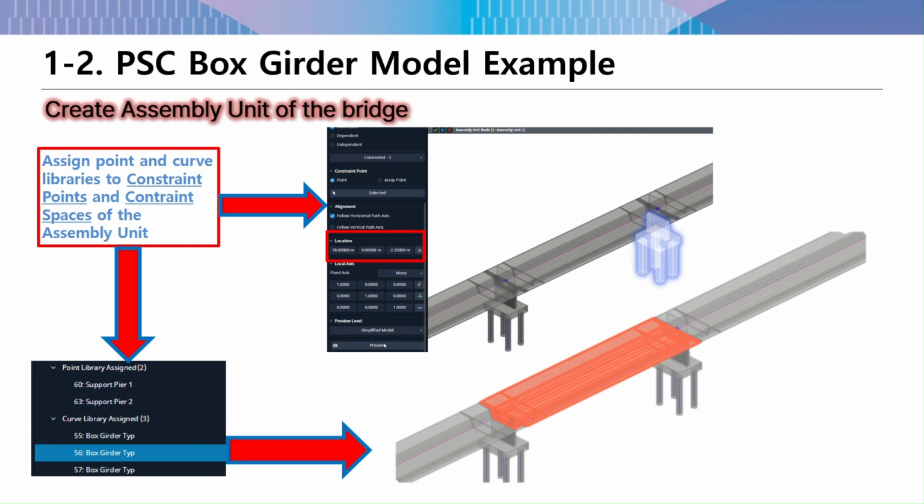This is possible in the assembly unit, instead of having constrained paths or constrained plates like in the curve objects, where we need to deal with constraint points and constraint spaces. The constraint points and constraint spaces are necessary to define the span of the bridge in the proper way, and to assign the point object and the curve object properly. So as you can see from this lab, this is pretty intuitive in how it was made.